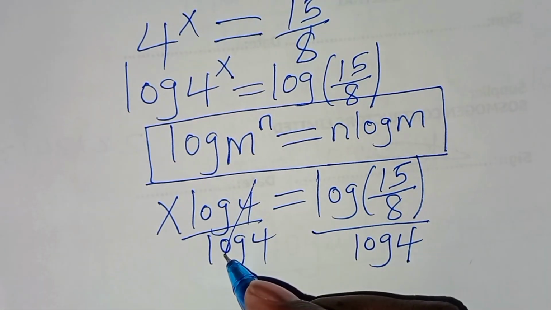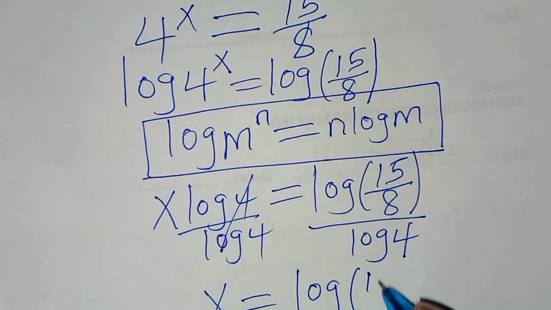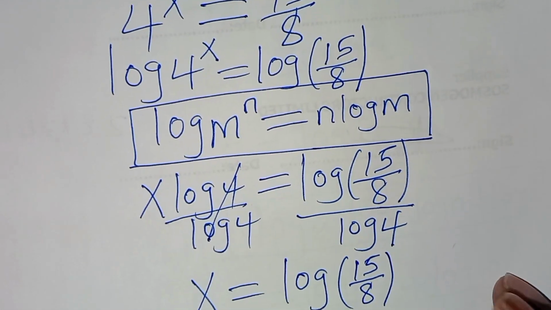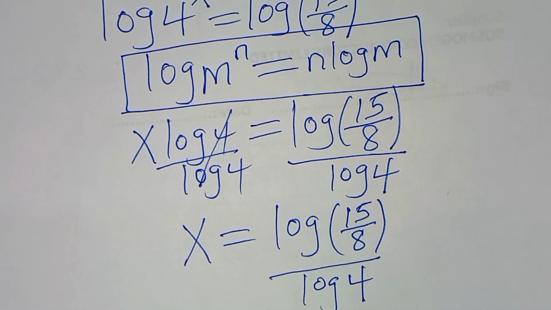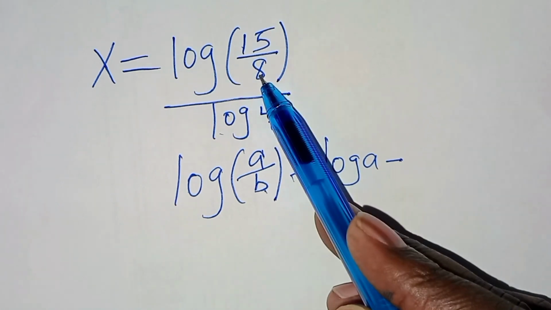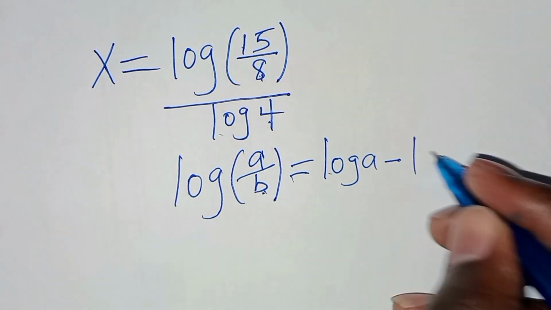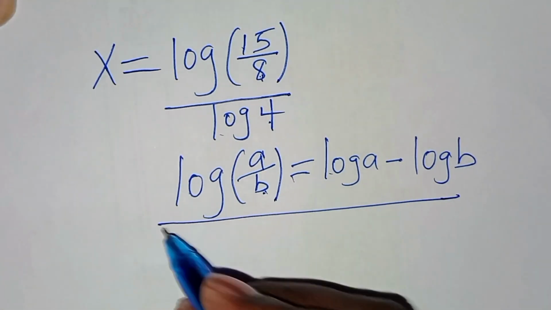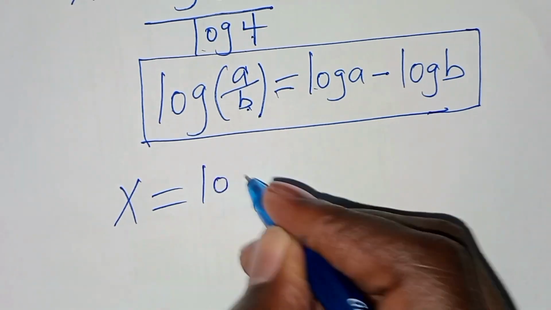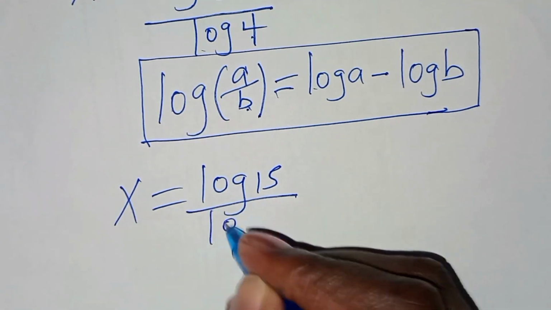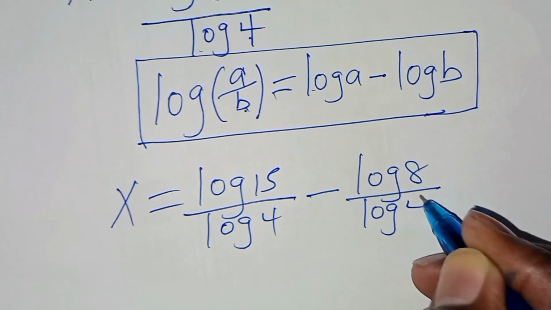So simplifying log 4 on the left hand side, we'll have x is equal to log 15 divided by 8, all this divided by log 4. So log 15 divided by 8, this is in the form of log a divided by b, which we can express as log a subtract log b. Applying this logarithm property, then here we're going to have x is equal to log 15 divided by log 4 subtract log 8 divided by log 4.